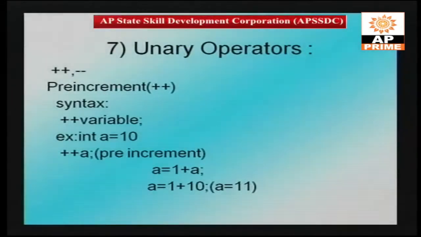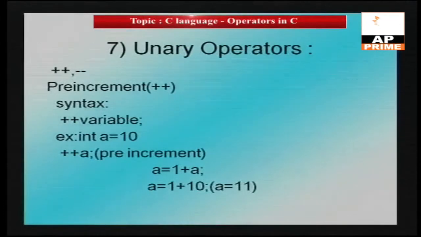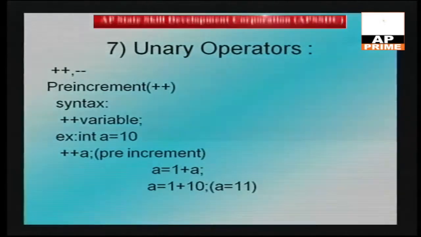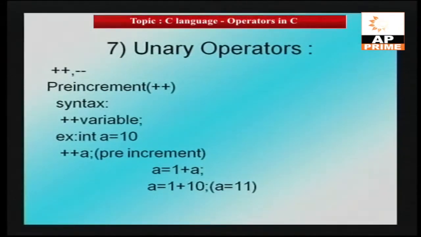Similarly, pre-increment and post-increment. Pre-increment means first increment by 1, then use the variable. Post-increment means first use the variable, then increment by 1. In both cases, the increment is 1 only. Similarly, you have pre-decrement and post-decrement. Pre-decrement means first decrement by 1, then use the variable. Post-decrement means first use the variable, then decrement by 1.